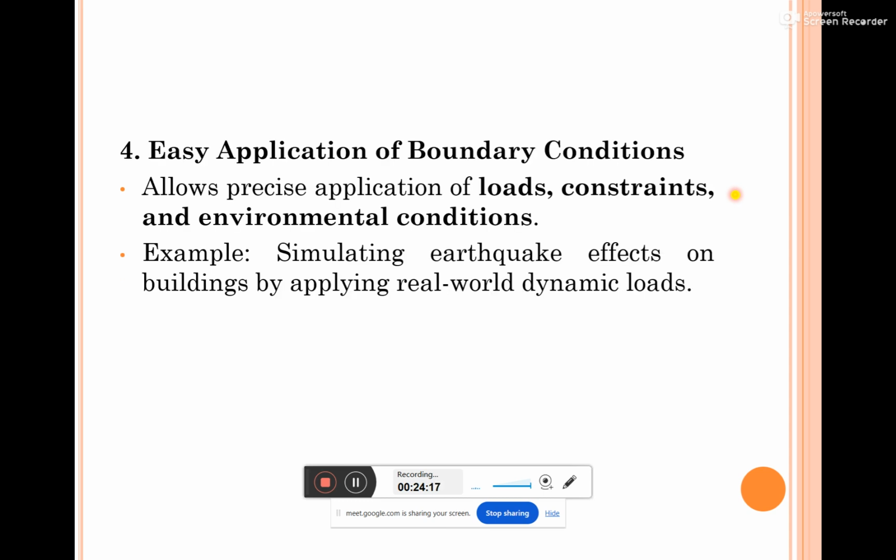And also its boundary conditions. So to analyze the problem, we have to apply the constraints that will act during the working condition of that particular model. That may be load conditions or different environmental conditions. For example, if you develop some heavy structure, that structure has to resist earthquakes. So you can simulate that earthquake-related environmental condition, specify the boundary conditions, and simulate that type of structure by using FEM or FEA.